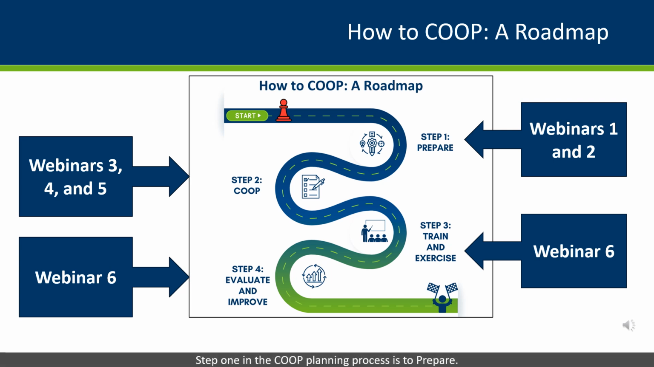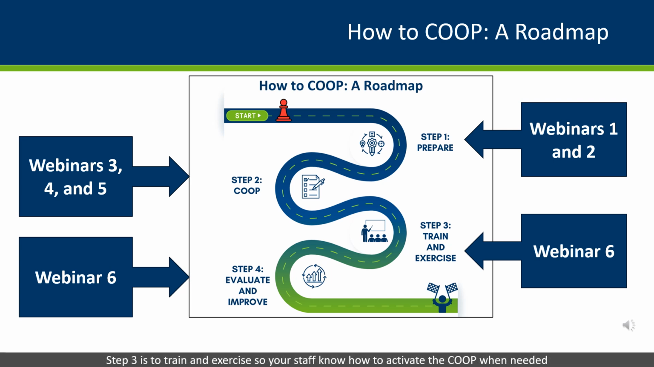Step 1 in the COOP planning process is to prepare. Preparing includes building your COOP planning team and setting up your project management plan, as well as understanding the COOP planning elements and the regulatory environment. Webinars 1 and 2 focus on step 1. Step 2 in the COOP planning process is to write your COOP plan. Webinars 3, 4, and 5 guide you through writing your COOP plan and using the COOP completion guide and the COOP planning template provided in the toolkit.